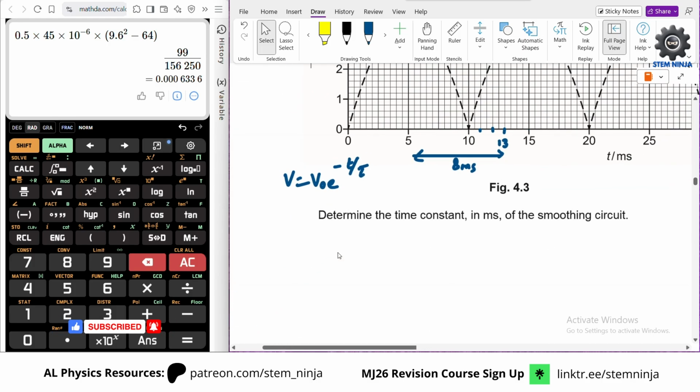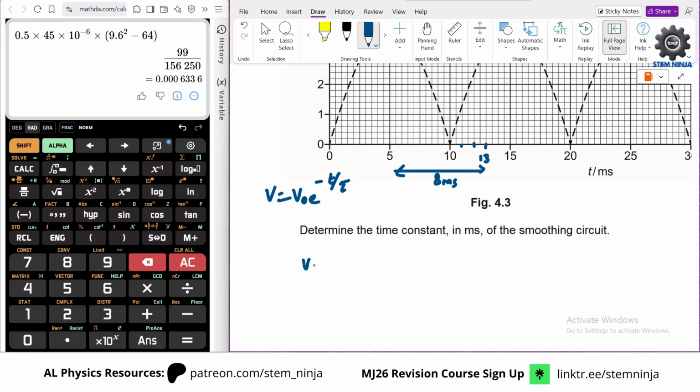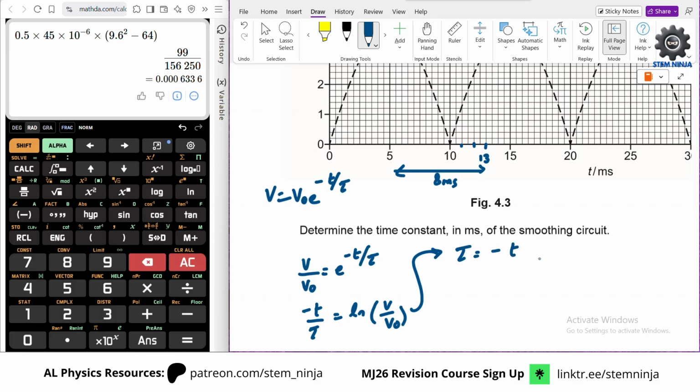Okay. So we have V over V naught equals to e raised to the power minus t over tau. So minus t over tau would be ln V over V naught, which would simplify to tau equals minus t, which is the time, divided by ln V over V naught.